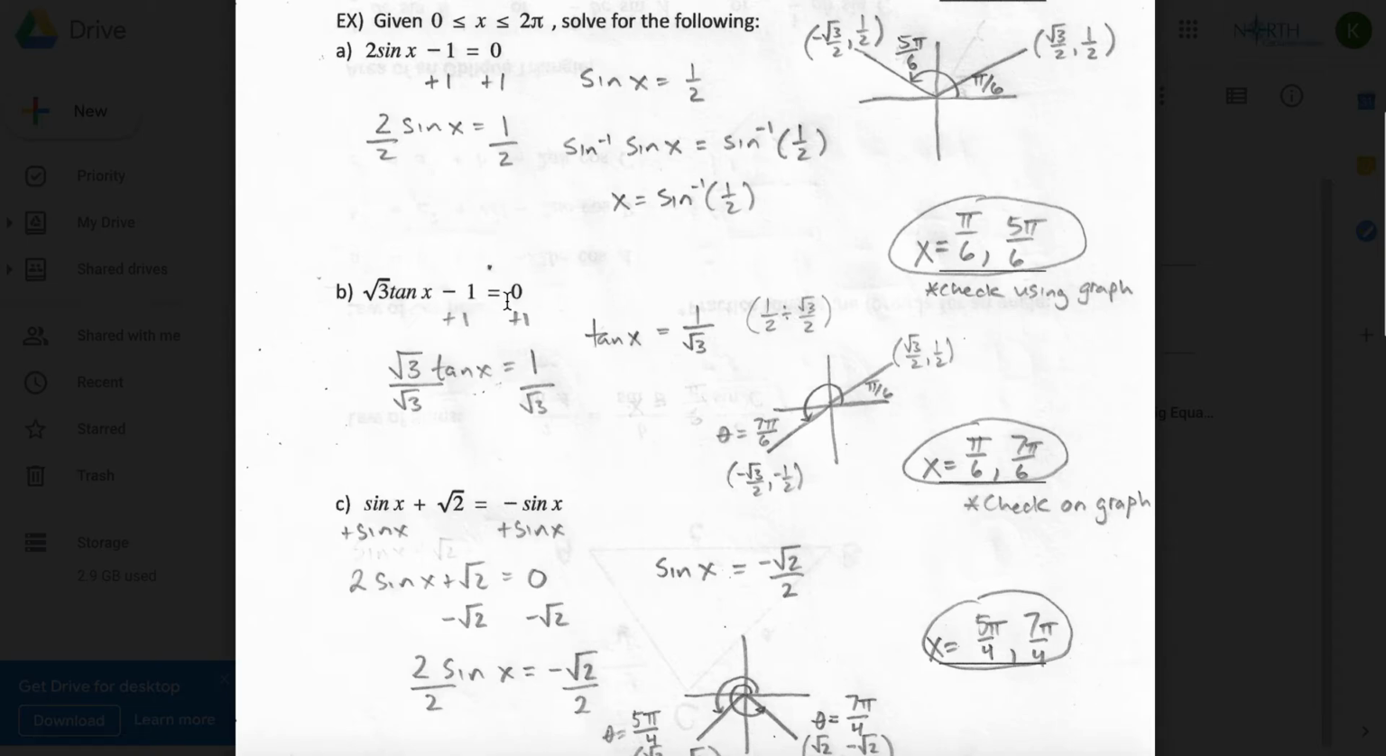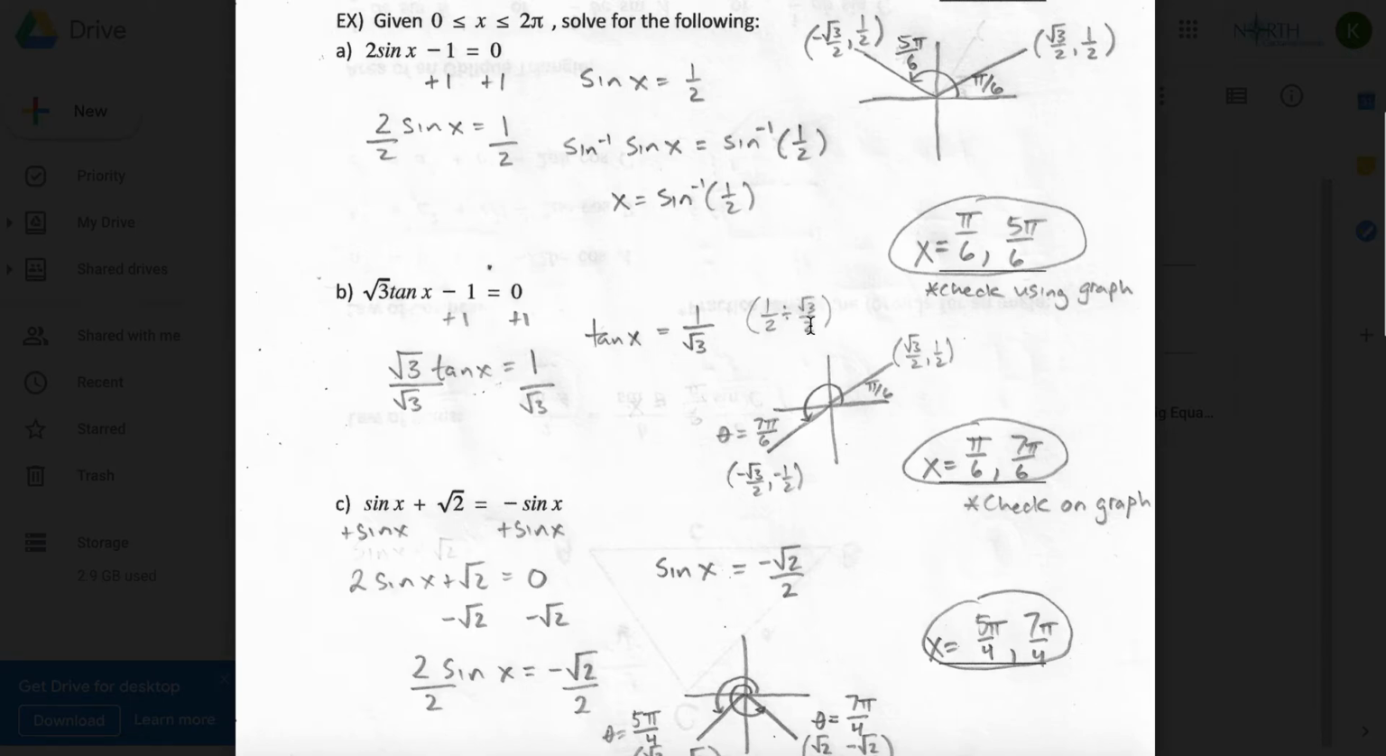Let's add 1 to both sides in our equation. And then to get tangent by itself, we're going to divide by this multiplier of the square root of 3. So let's divide both sides by the square root of 3. Now we have tangent of x equals 1 over the square root of 3. Tangent ratios are a little tricky to recognize and remember what angles correspond with them. But to get this ratio, what you end up having to do is 1/2 divided by the square root of 3 over 2.